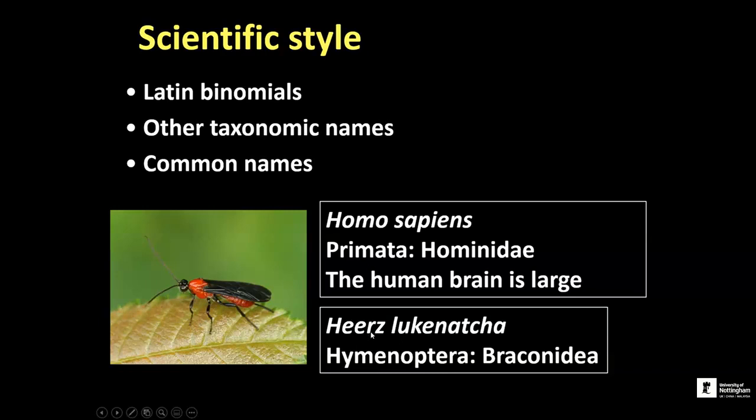Because if I just said, here's looking at you, you'd be like, well, what's that? Apart from something with a silly name. The answer is it's a wasp, and the bees, wasps and ants are in the order Hymenoptera, and most biologists would know that even if they'd never heard of this particular species. So telling us that it's Hymenoptera and it's in the family Braconidae is useful.